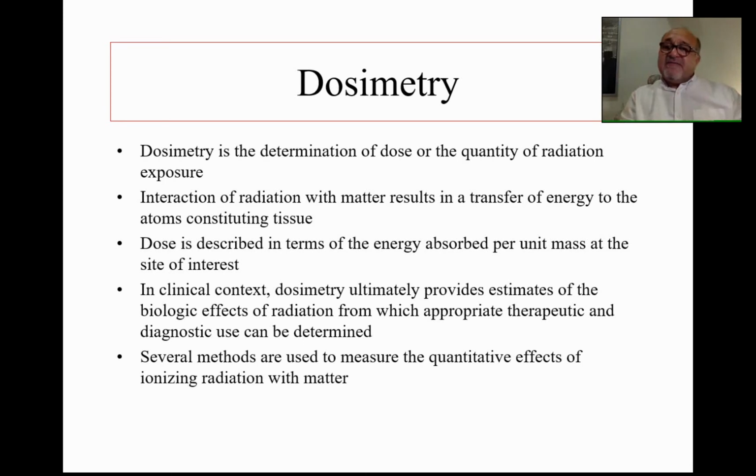Clinically, dosimetry ultimately provides estimates. We don't give accurate numbers of the biological effects of radiation, from which appropriate therapeutic and diagnostic use can be determined. And there are several methods, of course, that are used to measure the quantitative effects of ionizing radiation with matter. So we must understand basically that what we are measuring is energy being deposited into the tissue.